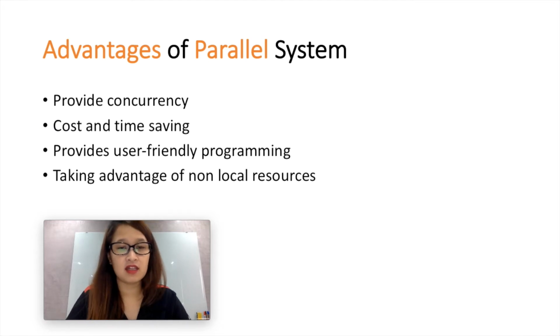Advantages of parallel system. First, it provides concurrency, meaning multiple users can do multiple tasks at the same time. Cost and time saving. One of the main advantages of parallel system would be its speed. That's why it saves time and cost. It provides user-friendly programming, taking advantage of non-local resources.